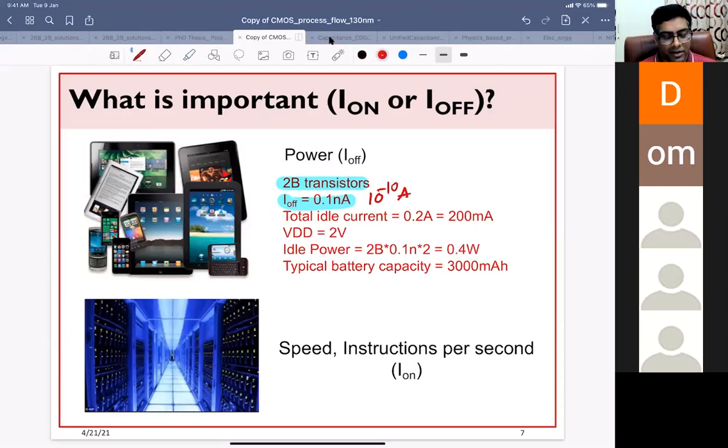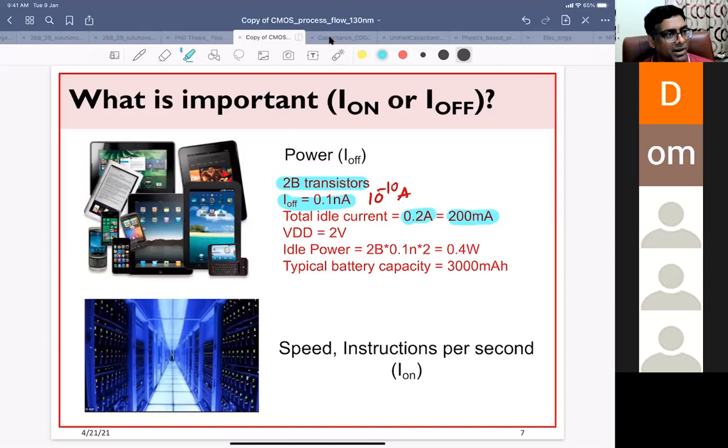But I have 2 billion transistors, even if I'm not doing any logic operation, right? All the transistors are idle. In the idle condition, they are drawing I off of current, right? So total, if I multiply 2 billion by 10 to the minus 10, it becomes 0.2 amperes, right? 200 milliamperes, right? Keep in mind, I am not doing anything, but still the whole IC, if I have 2 billion transistors, is drawing 0.2 ampere. That means 200 milliamperes of current, right?